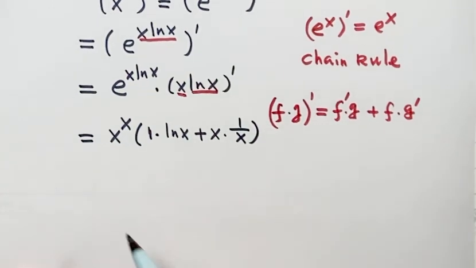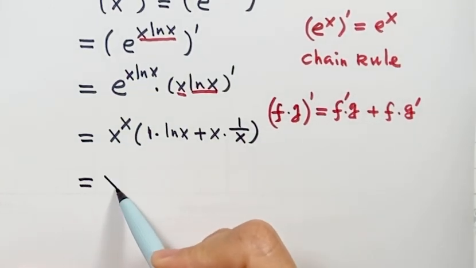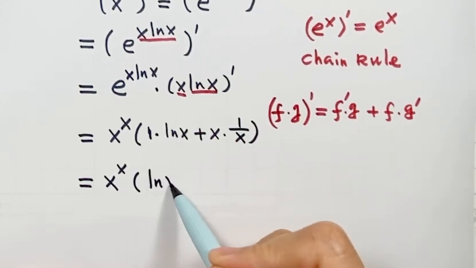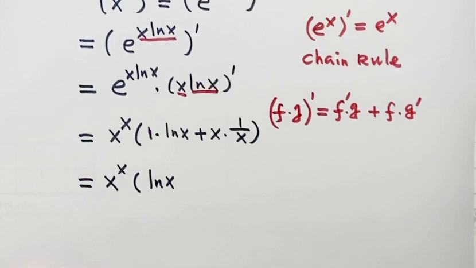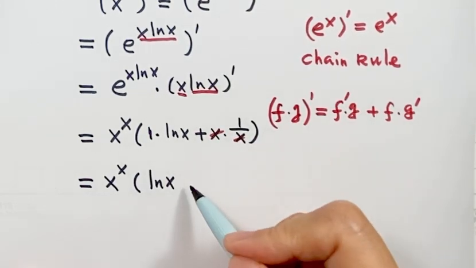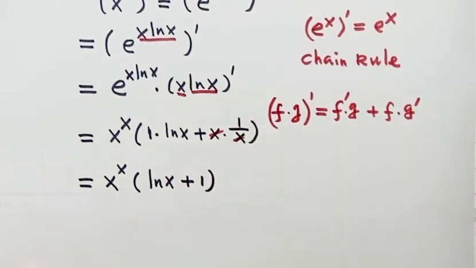So let's clean up. Here we have x to the power x, and here natural log x. Here we have x on top and x on the bottom, they cancel. So here just plus 1. So that is the answer for this derivative.